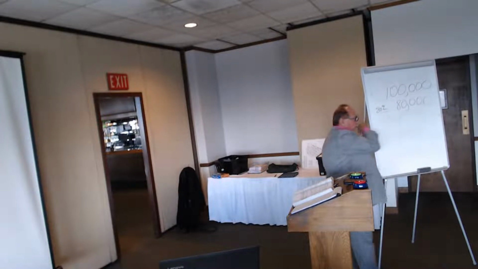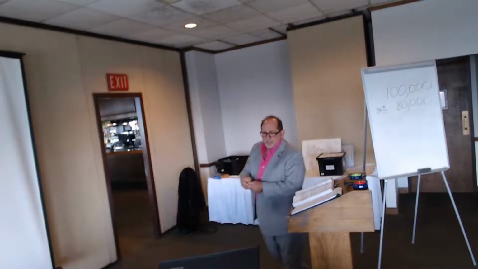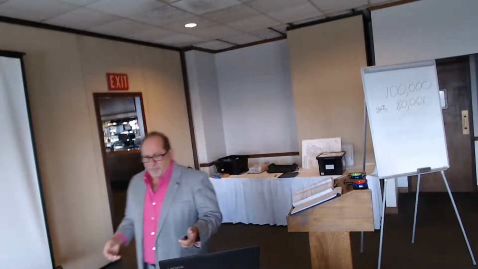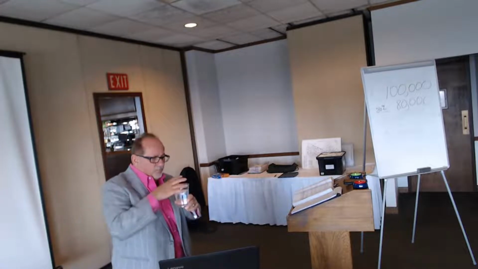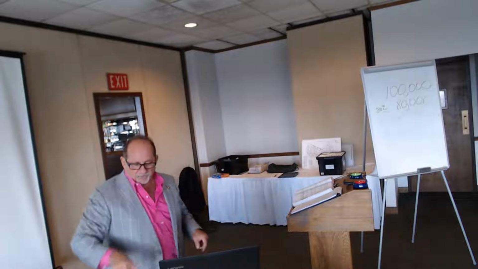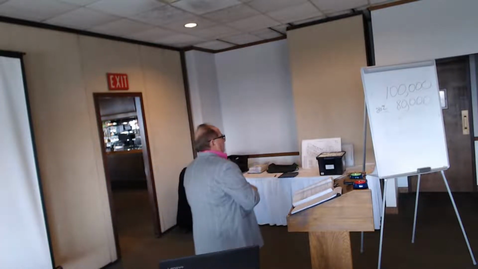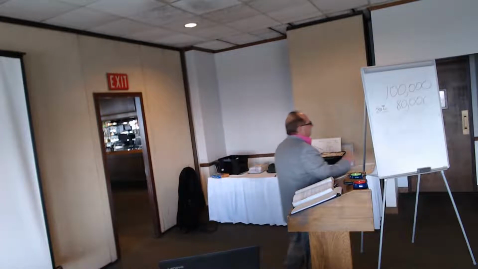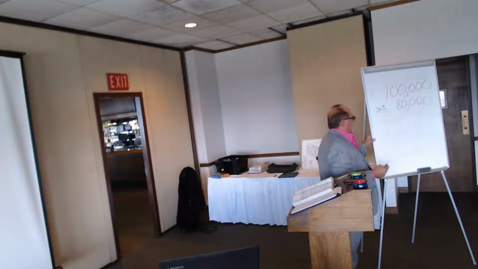So if you don't know, real easy, you have to use your calculator. So get your calculators out, put 100,000 times 80%. And what do you get? 80,000, right? How much would the down payment be in this case? 20,000.